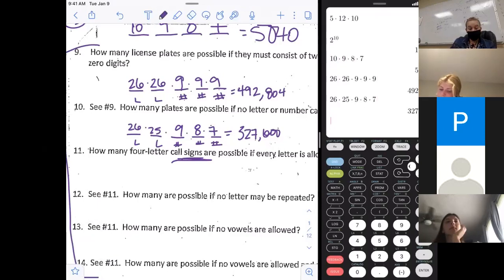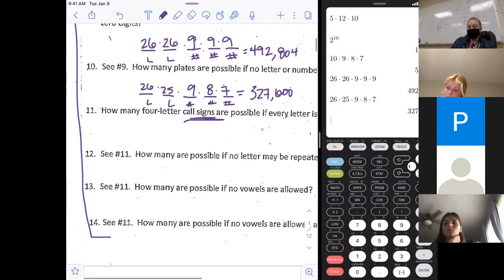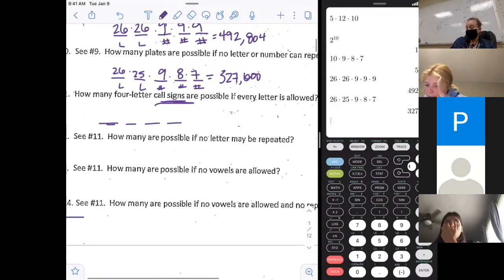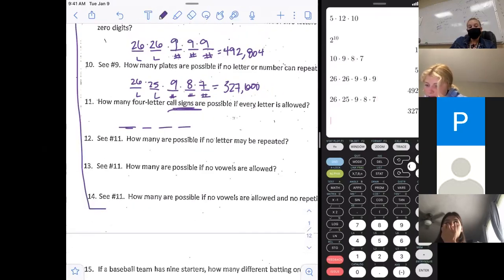All right, now I've got 4-letter call signs. So again, that's like WFYI on the radio. There's other 4 letters you can use for other radio call signs. But I've got 4 and they're all letters, so you can write little L's under them if that makes you happy. And it says how many are possible if every letter is allowed.